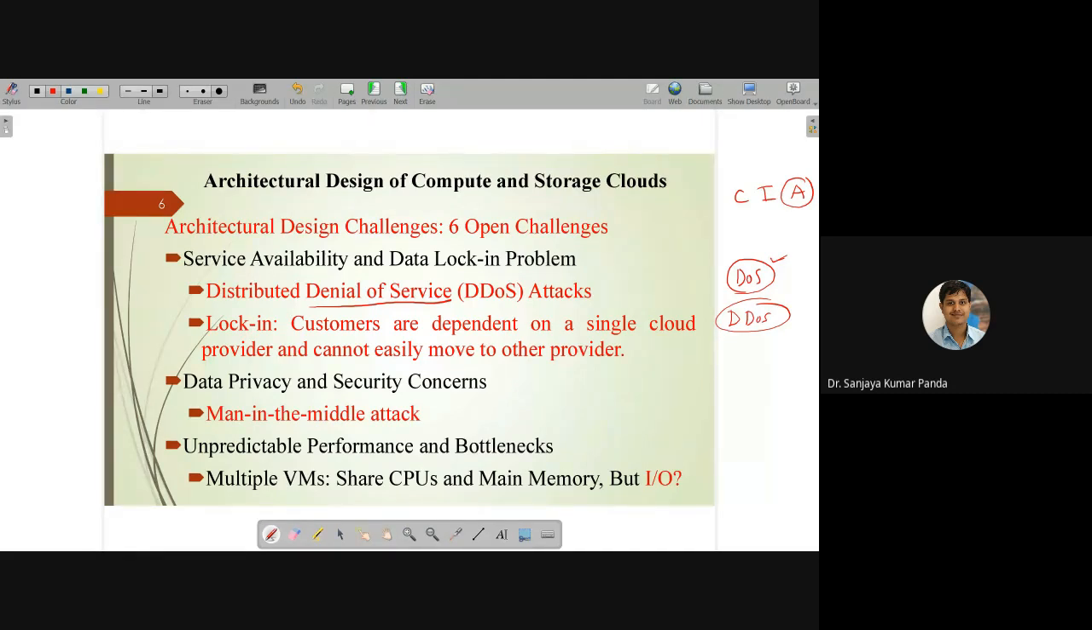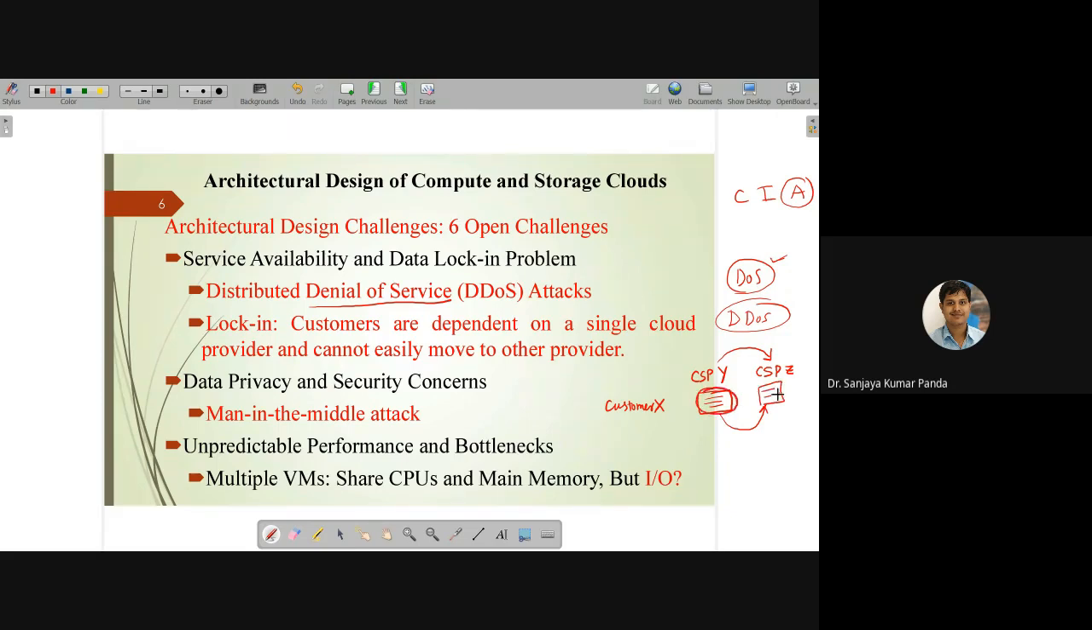Similarly, we already discussed the data lock-in problem. Data lock-in problem means a customer X uses the service of a cloud service provider Y. Like we all are using Gmail, right? Our emails are stored on the Google server. Tomorrow, let's say another provider Z is there, and we decide that we have to migrate from Y to Z. Our emails are stored with this cloud service provider. So if you want to migrate to another cloud service provider, your data is stored here.